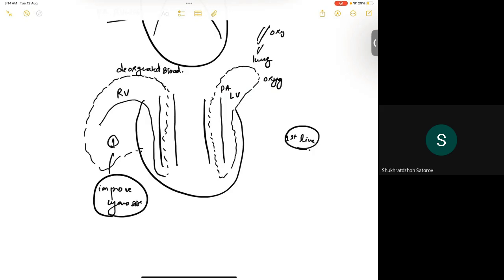Sorry, can you say again? Can you say again the question? A baby with this condition, transposition of great vessels, what's going to be the first line management in order to improve this cyanosis?